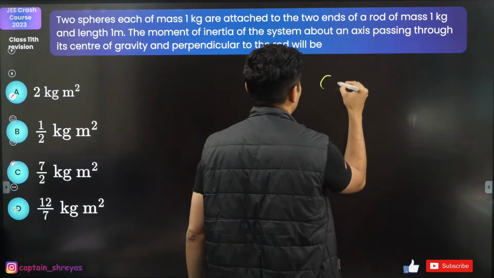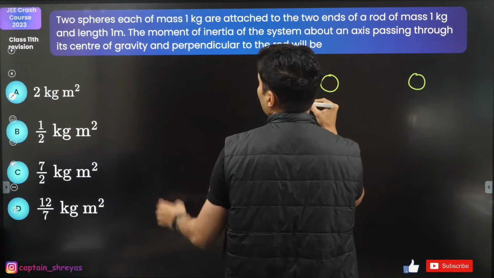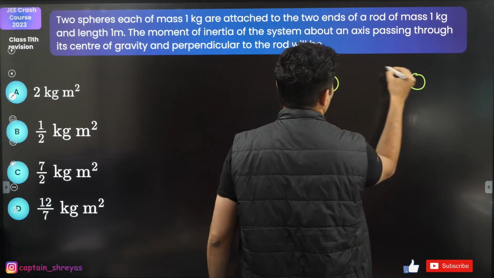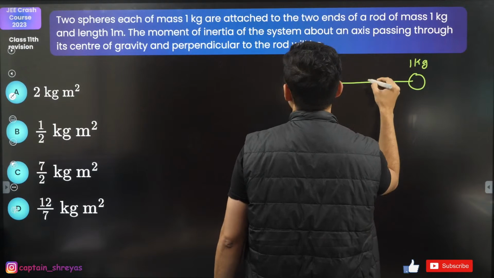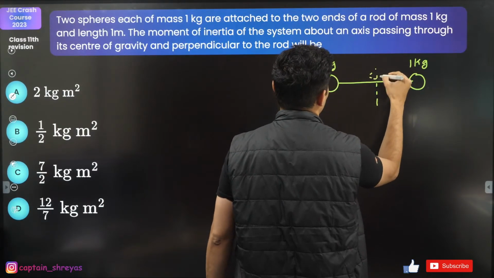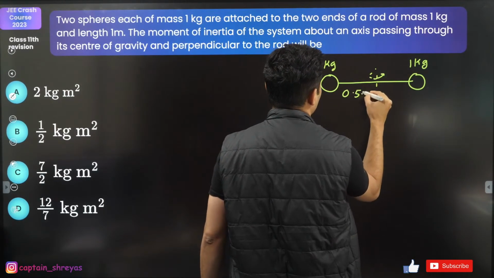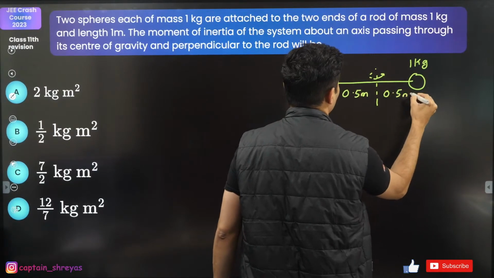Two spheres, each of mass 1 kg, are attached to the ends of a rod of mass 1 kg and length 1 meter. The moment of inertia of the system about an axis passing through the center of gravity and perpendicular to the rod is how much? Okay, let's have a look. So the masses are here, 1 kg, and the rod is length 1 meter, axis is this one. So this is basically 0.5 meter, this is also 0.5 meter.